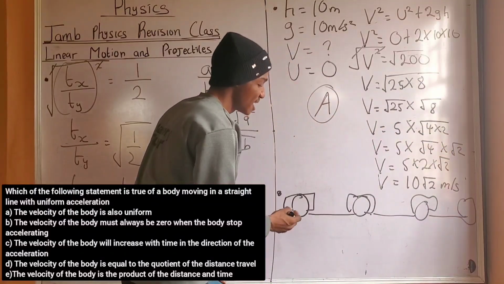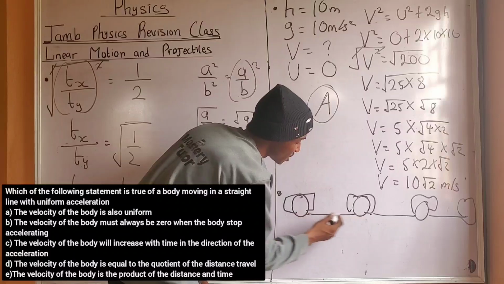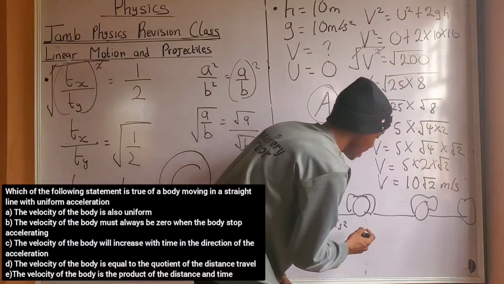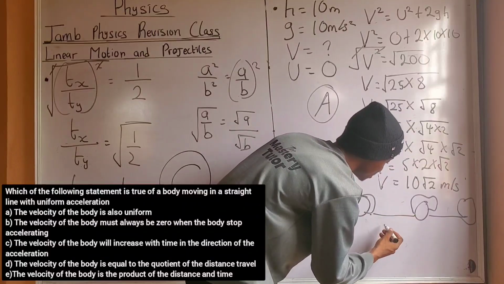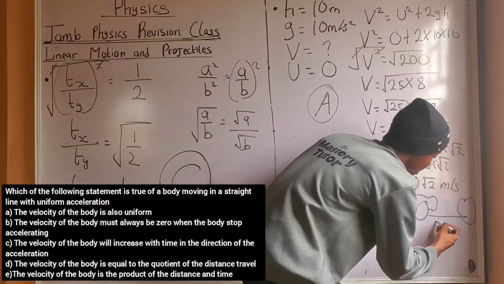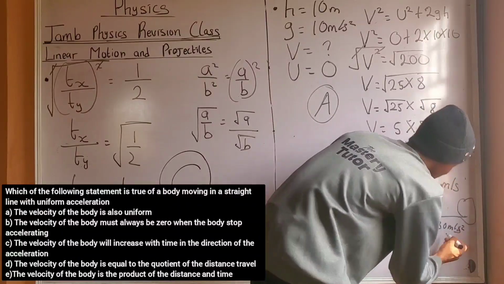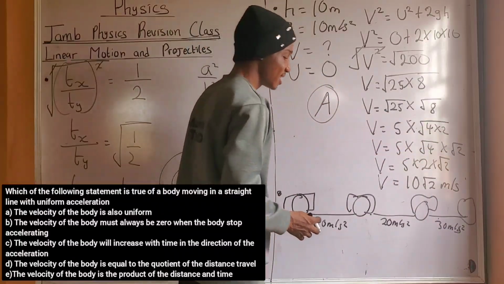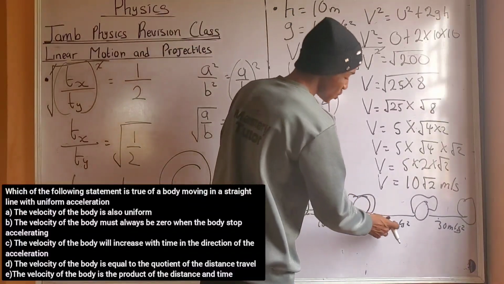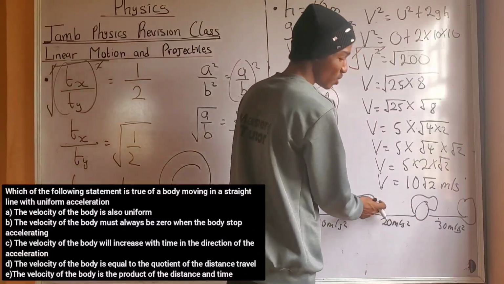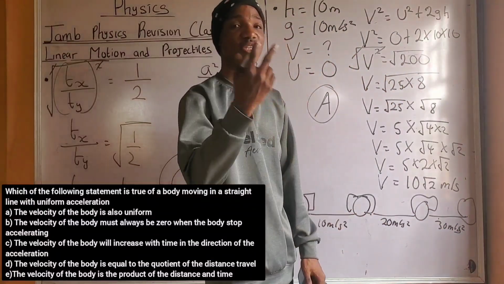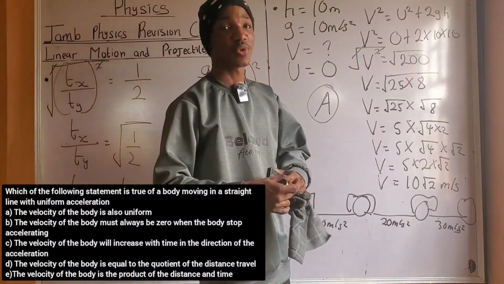Now, let's say the acceleration that the car used from this point to this point is 10 meters per second squared. The acceleration from this point to this point is 20 meters per second squared. This is 30 meters per second squared. Now listen, you can see that the acceleration increases, but it is constant. Because if you take the difference between 20 and 10, you're going to have what? 10 meters per second squared. If you take the difference between 30 meters per second squared and 20 meters per second squared, you're going to have what? 10 meters per second squared. So that is uniform acceleration.